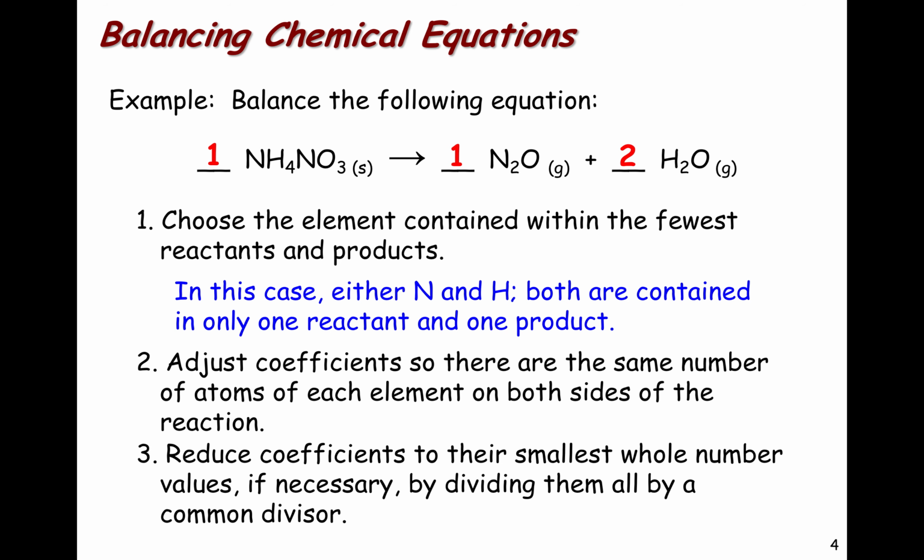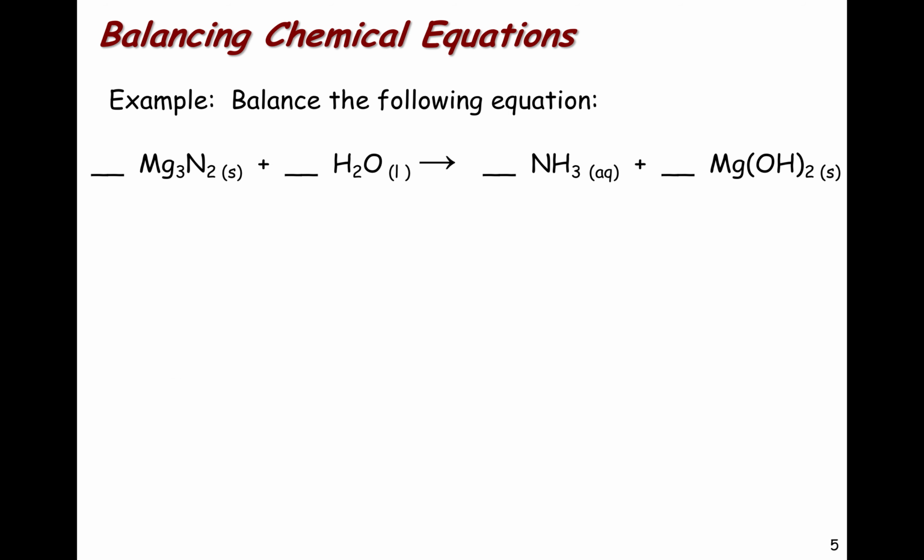Finally, we have to check to make sure that the oxygens are balanced, and at this stage we see that there are a total of 3 oxygens on the reactant side, and then also there are 3 oxygens on the product side, 1 in the N2O, and then for the water there are 2 from the 2 water molecules. Finally, we need to make sure that we have the lowest whole number ratio for all of the reactants and products, and in fact in this case we do.